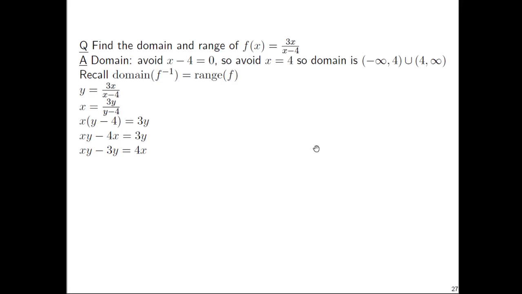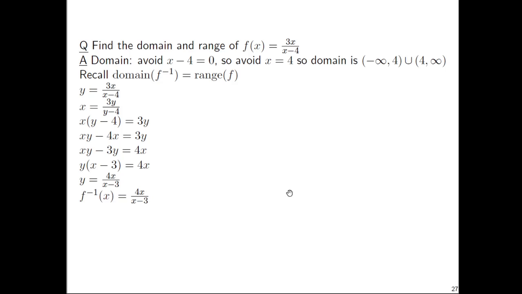This goes back to an idea that we saw very much at the beginning of the semester. Let's factor. Factor out y. And you have y times the quantity x minus 3 is equal to 4x. And then to solve for y. See, the great thing about factoring was we went from two written copies of y to only one written copy of y. And now to solve for y, we just need to divide both sides by x minus 3. So y is equal to 4x over x minus 3, or in other words, f inverse of x is equal to 4x over x minus 3.